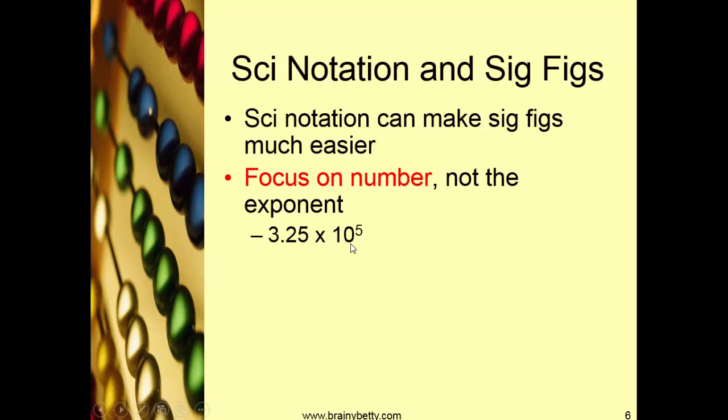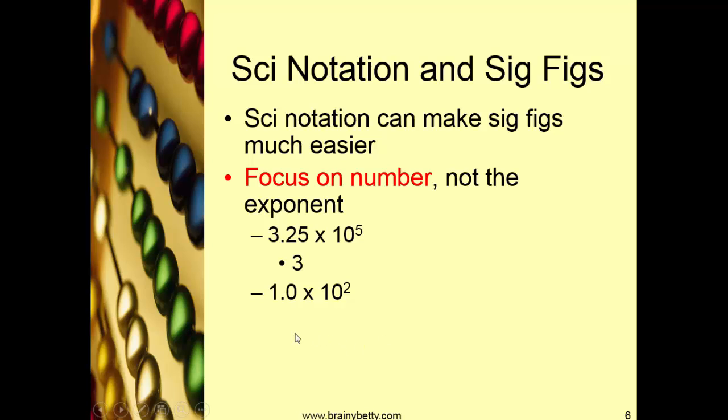So here's an example. 3.25 times 10 to the 5th. If you're looking for the number of sig figs, you look just at the number part in front of the x. There are 3 sig figs here, 3 non-zero digits. So that means we don't even need to worry about the 10 to the 5th for how many sig figs are there. And again, there are 3.